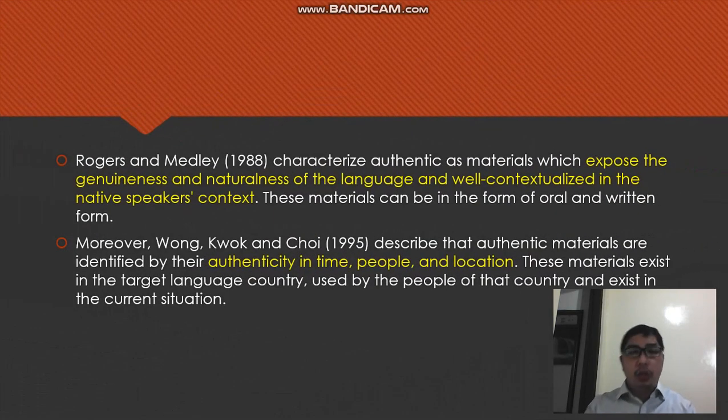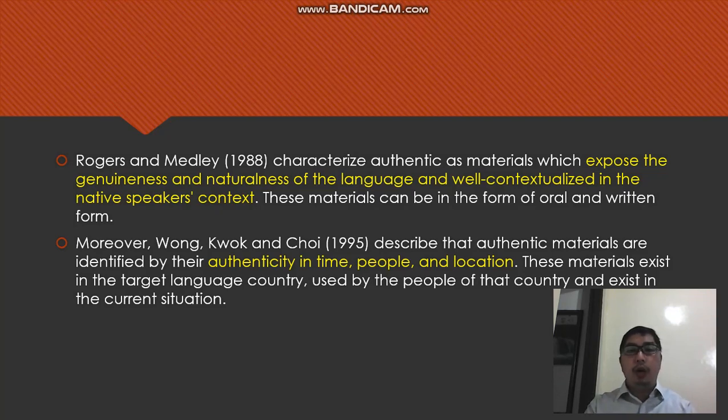Rogers and Medley characterize authentic materials as materials which expose the genuineness and naturalness of the language and are well contextualized in the native speaker's context. So, how do the native speakers make use of the language in their conversation? These materials can be in oral and written form. So, again, it could be oral or it could be written.